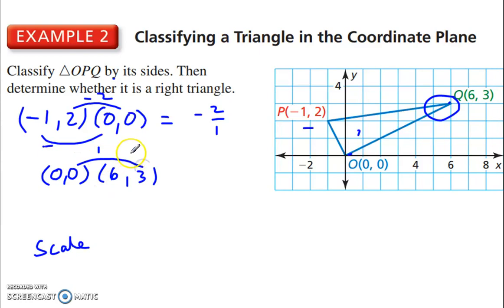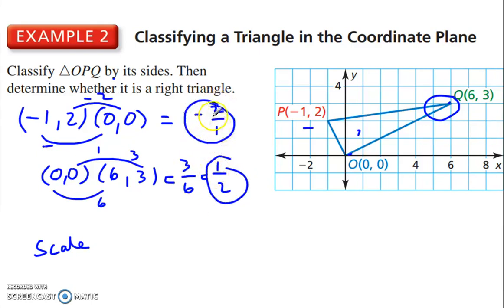Change in y is 3. Change in x is 6. So 3 over 6. That gives me 1/2. Slope here is a half. The slope here is -2 over 1. Those are opposite inverses. Okay, so which means they are perpendicular.